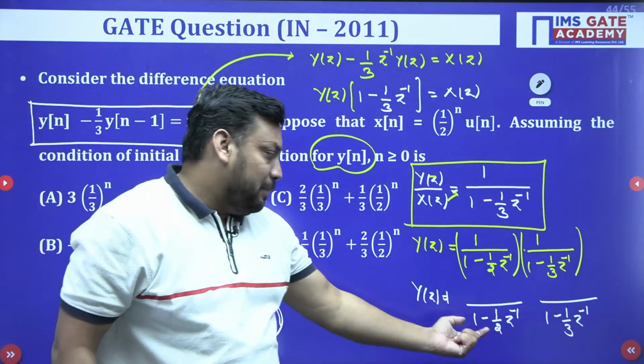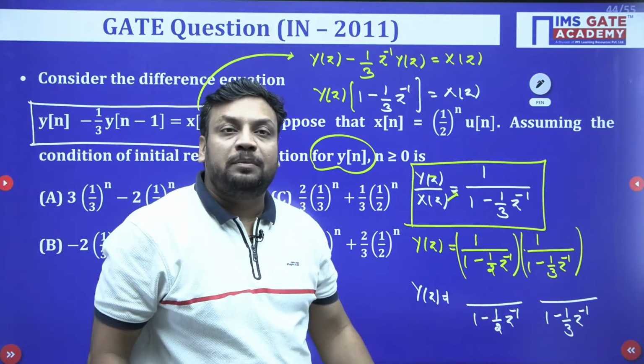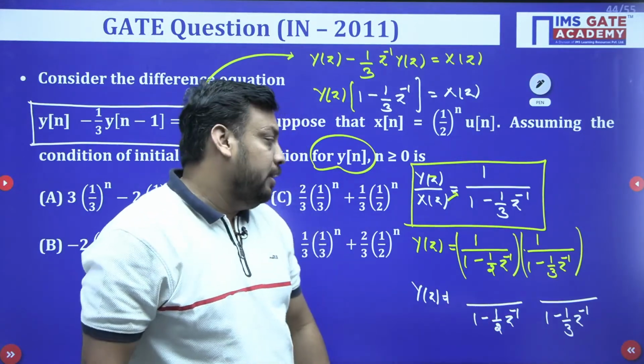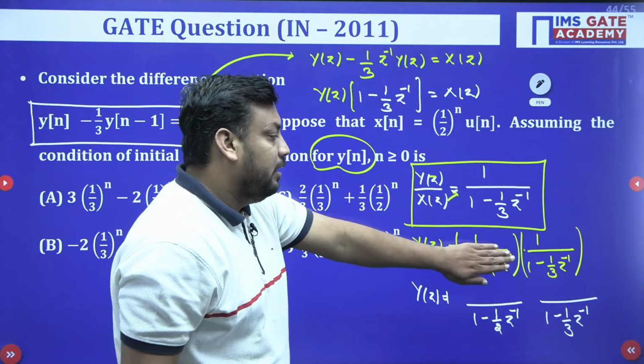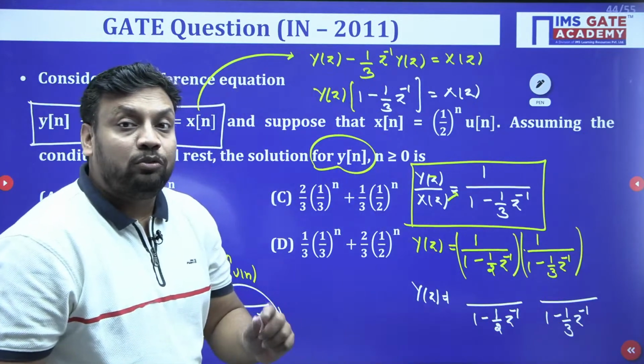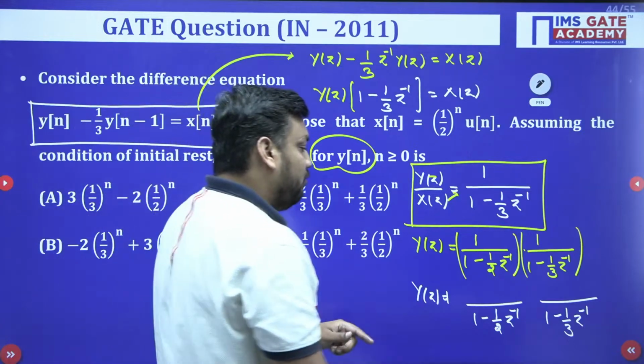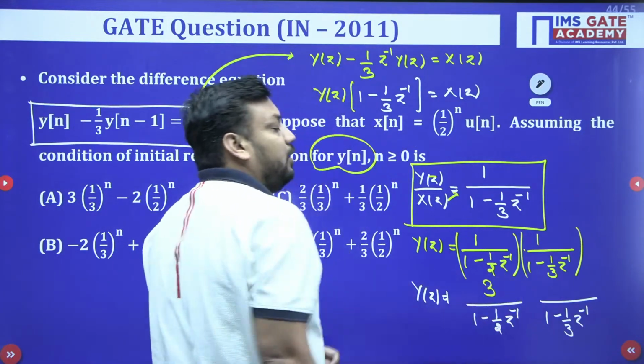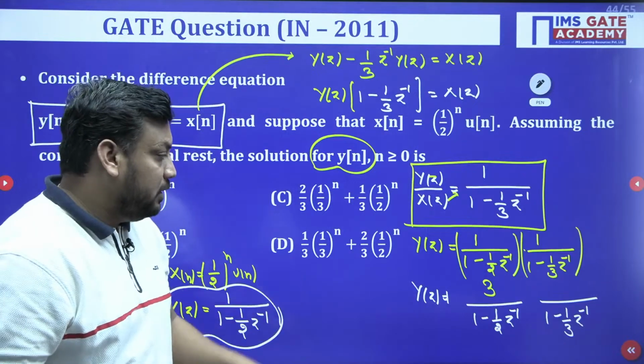Tell me, 1 minus half z inverse equal to 0. It means z inverse value will be 2 only. Now I have to hide this part. If I put z inverse value 2 here, 1 minus 2 by 3 is 1 by 3. Actually it is 1 upon 1 by 3. 1 upon 1 by 3 means it is 3 only.